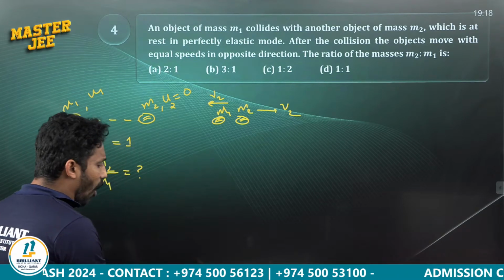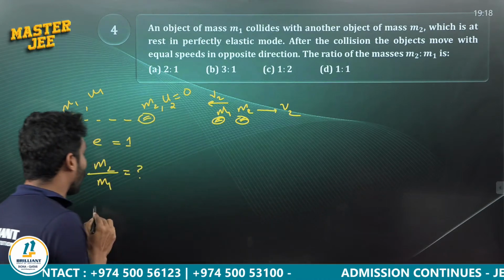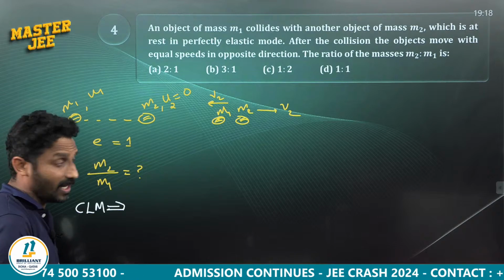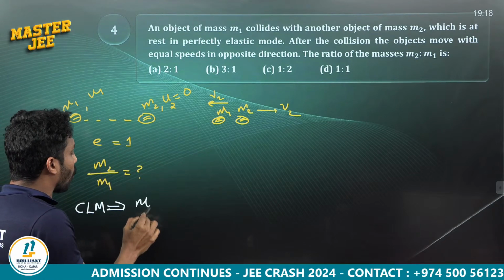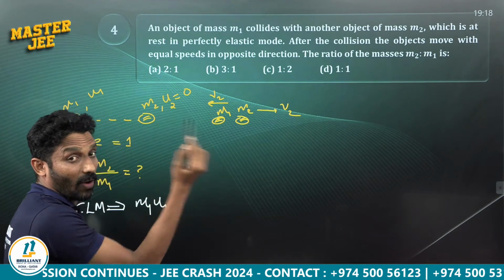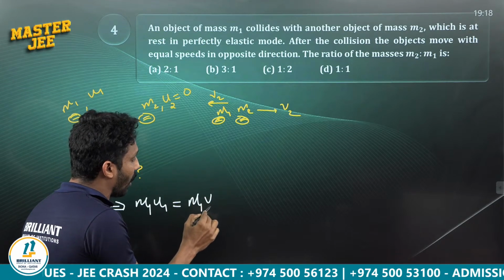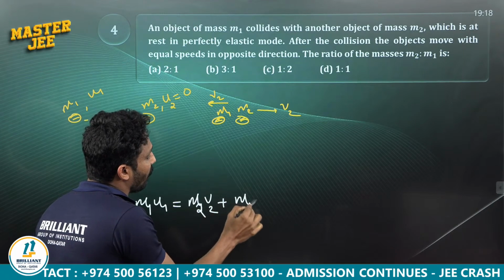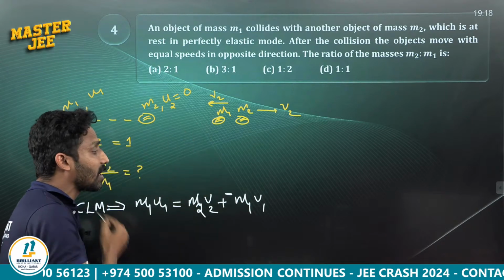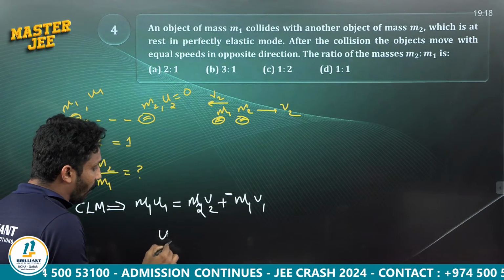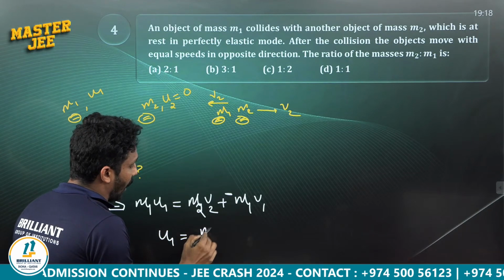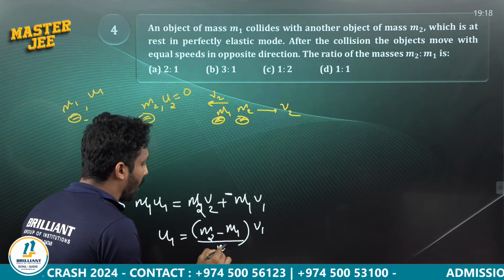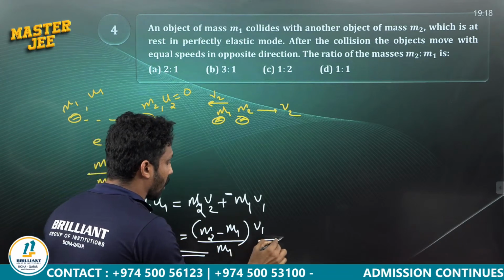Clear? In all collisions we can conserve the linear momentum, isn't it? Conservation of linear momentum is applied in all types of collision. That is, the initial total momentum m1 u1 is equal to the final total momentum, that is m2 v2 in the positive direction plus m1 v1 in the negative direction. Now we get the value of u1 as (m2 minus m1) into v1, all divided by m1. This is the value of u1, equation number 1.